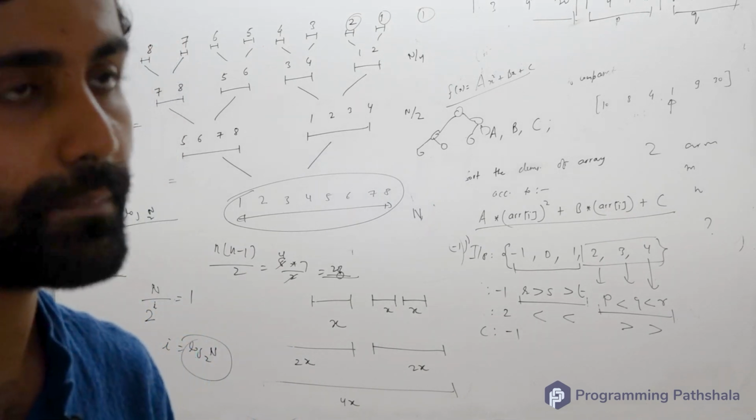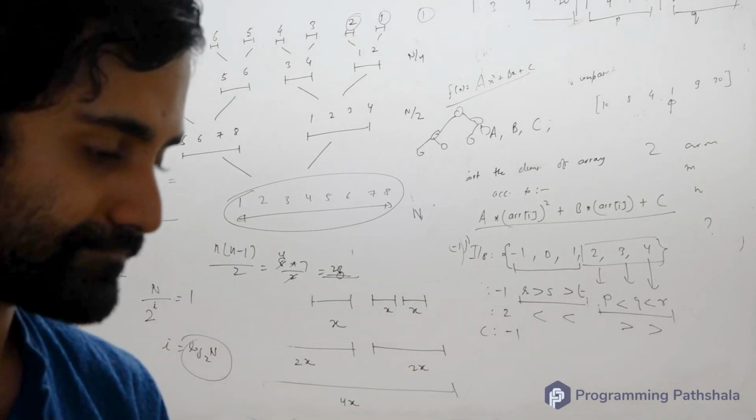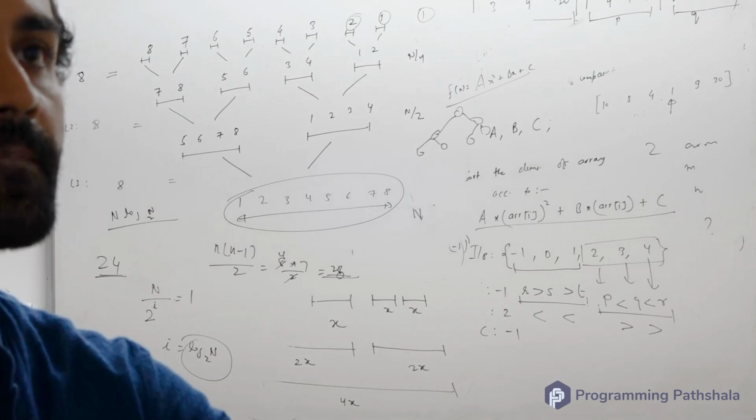In insertion sort, the number of levels could be n, because every time your sorted array size will just grow by 1 unit. Okay, cool.